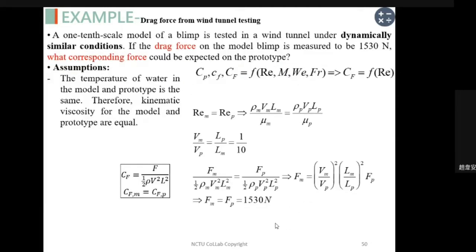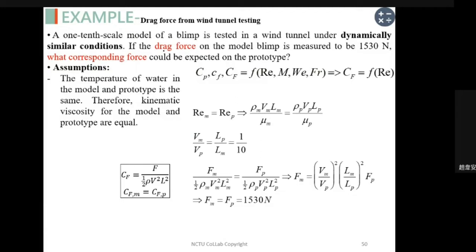And then another problem, we don't require you to answer the pressure difference. We change the problem. Right now we are focused on and interested in the drag force from the wind tunnel testing. Again, the system is also conducted with 1/10 scale models.